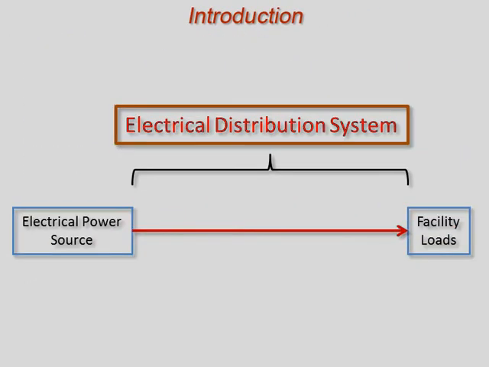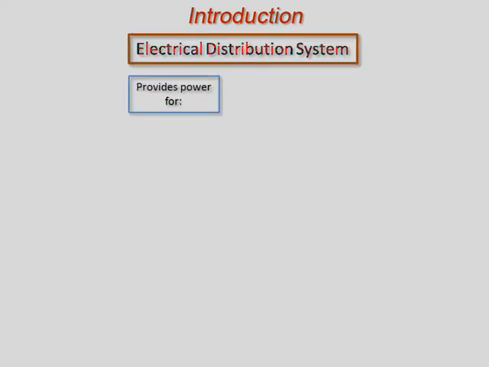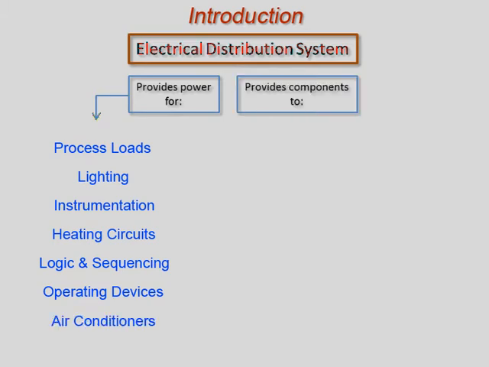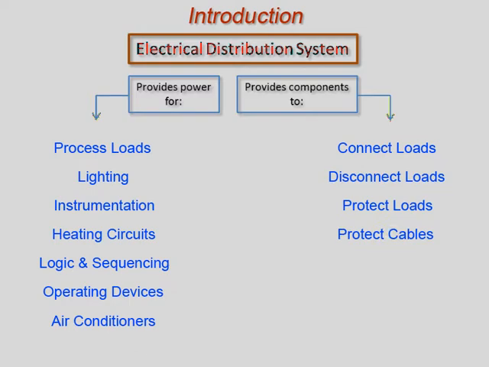The electrical distribution system comprises all the electrical hardware that is located between site-generated electrical power or commercially purchased electrical power and the facility loads. The electrical distribution system provides the power for process loads, lighting, instrumentation, heating circuits, logic and sequencing circuits, operating devices, and air conditioners. The electrical distribution system provides the components to connect and disconnect loads, provides means to electrically protect loads and cables, and provides the necessary instrumentation to monitor itself.